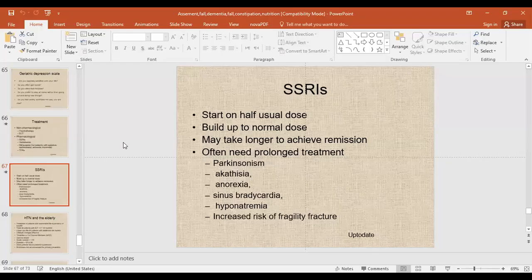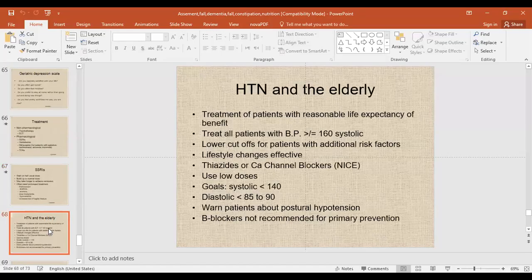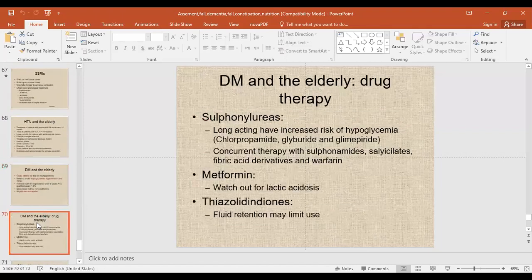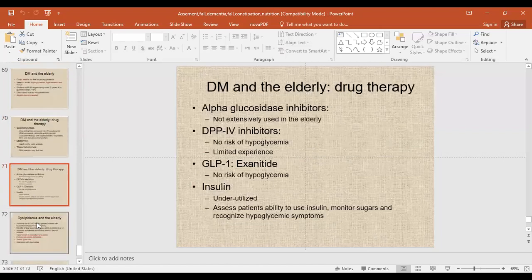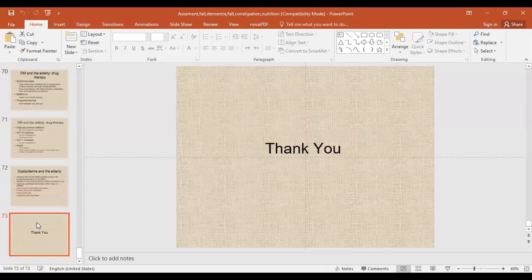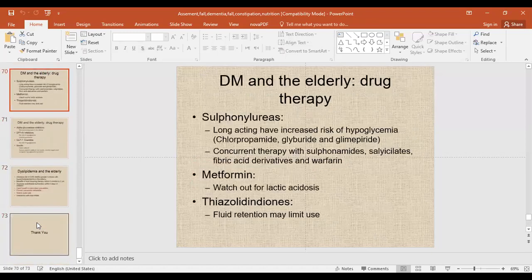I think we can skip that. Hypertension, diabetes. When we discuss diabetes and hypertension, we can discuss it in that section, so it's not very important. And that's it.